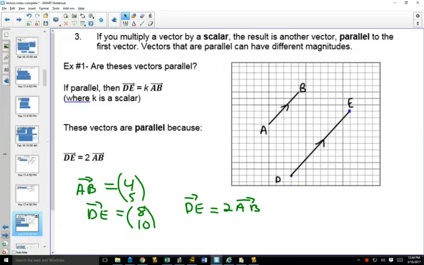And you could write 8, 10 as 2 times 4, 5. So as far as scalar multiplication goes, when there's a number in front of a column vector, that number would multiply both the x-coordinate and the y-coordinate.